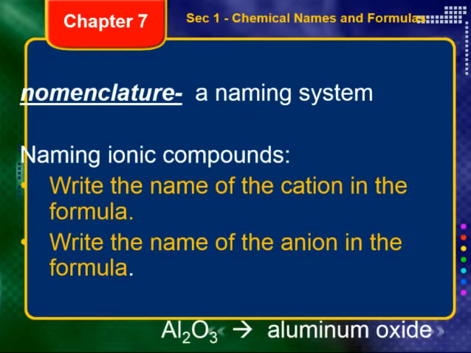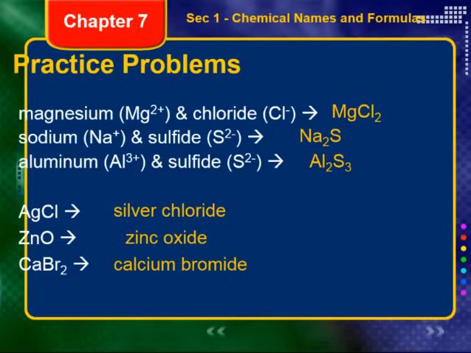For example, I'm looking at this. I have Al2O3. Aluminum is the first element, so I write aluminum first. It's the positive cation. And then obviously oxygen is the negative anion. I write that second.